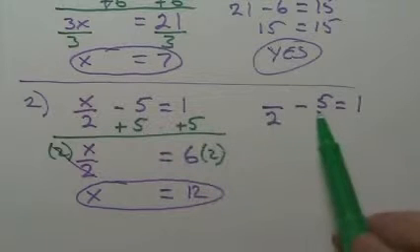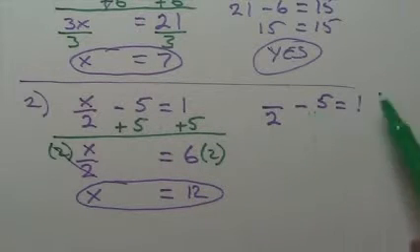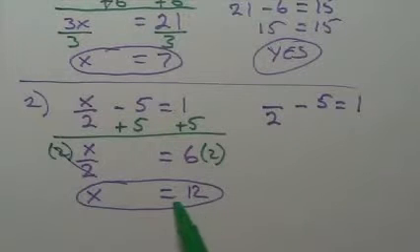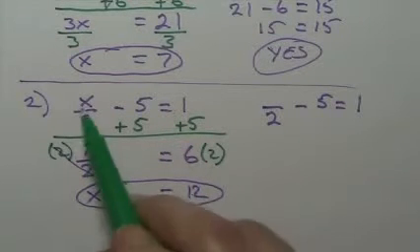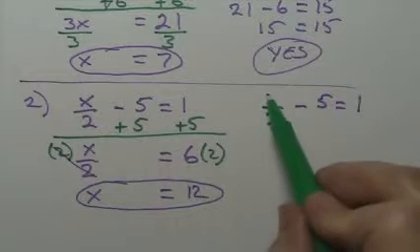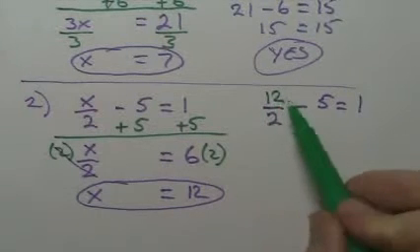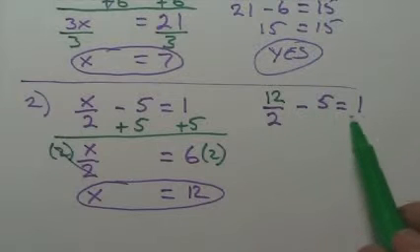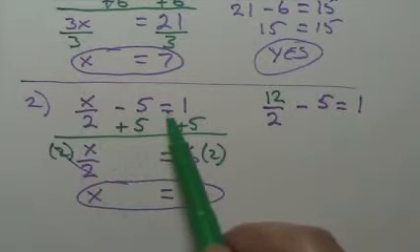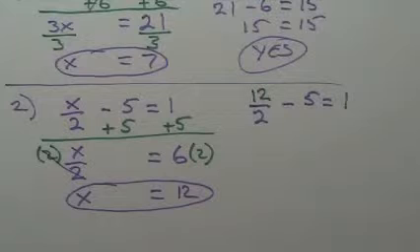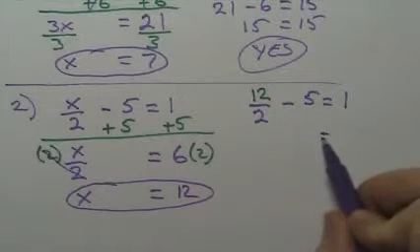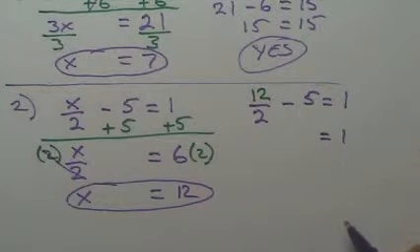Okay, now let's check it to the side. So what we're going to do is we write the problem over again, only this time we're going to put a 12 for the x. We're going to substitute a 12 in there. So it's going to be 12 divided by 2 minus 5 equals 1. 12 over 2 minus 5 equals 1. And does this work out? Does the left side equal the right side? Does it equal 1?